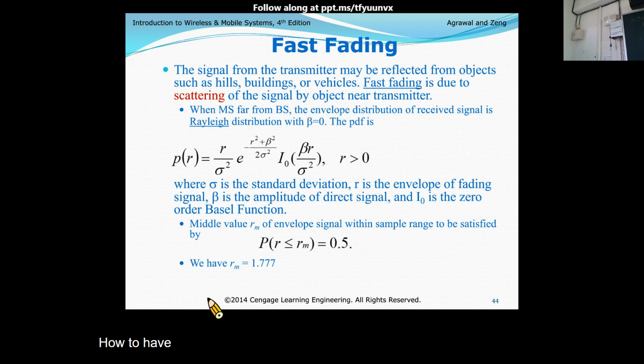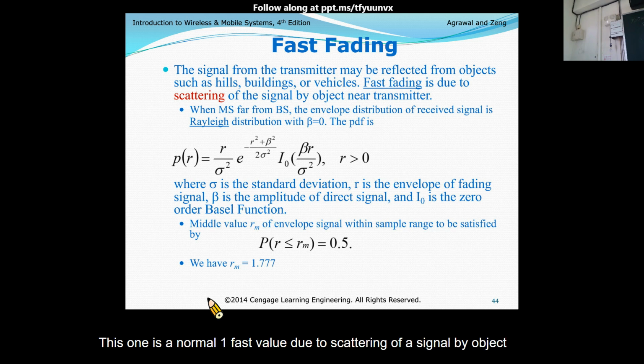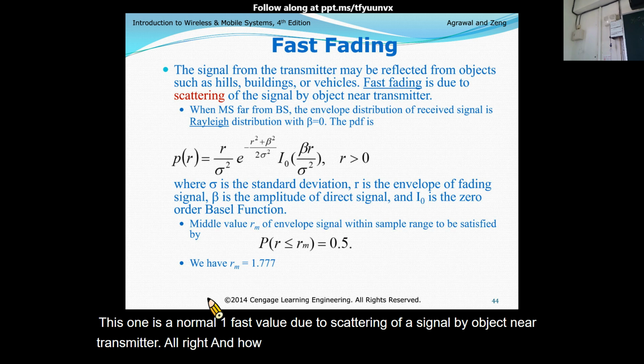Here it says, reflecting from objects, hills, buildings, vehicles. This one is the normal one. Fast fading is due to scattering of a signal by objects near the transmitter. All right, and how do we have the signal strength distribution? Actually we can have these.